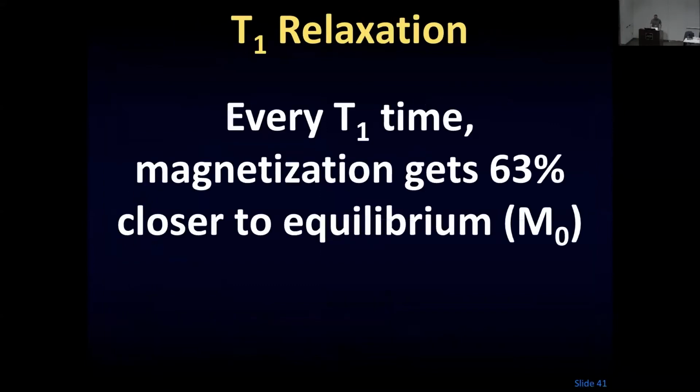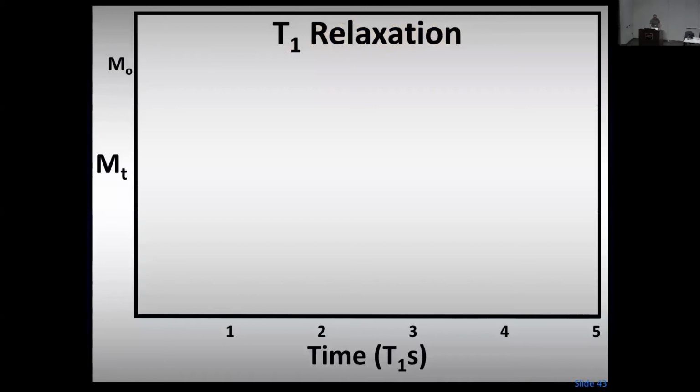So let's look at this graphically. Here we have a graph where I'm going to plot the magnetization as a function of t, and on the x-axis I have the number of T1 times that have elapsed: 1, 2, 3, 4, 5. Now I start out at 0, so I'm going to start out over here. After an infinite amount of time, I'm going to get to M0, which is equilibrium, that dotted line. But I'm going to start out here at 0.